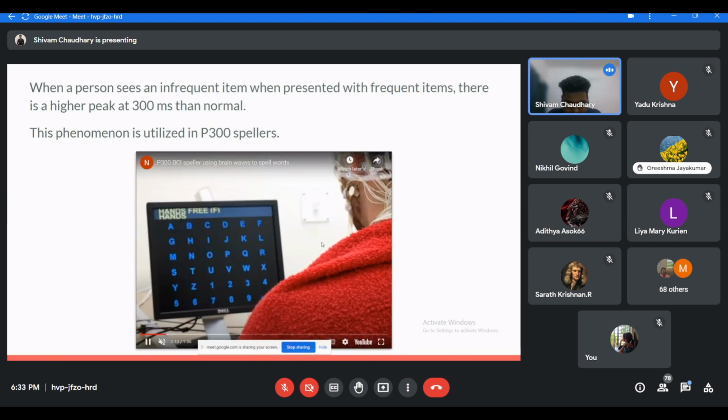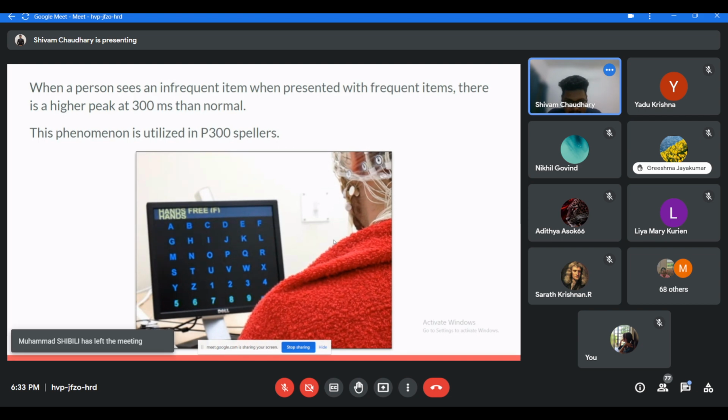See the flashes of rows and columns. That is how the P300 speller works. There's no audio, by the way.